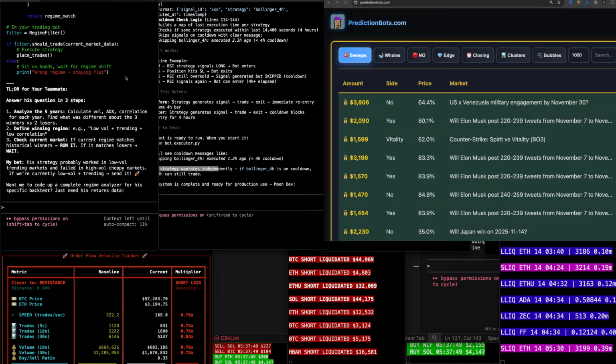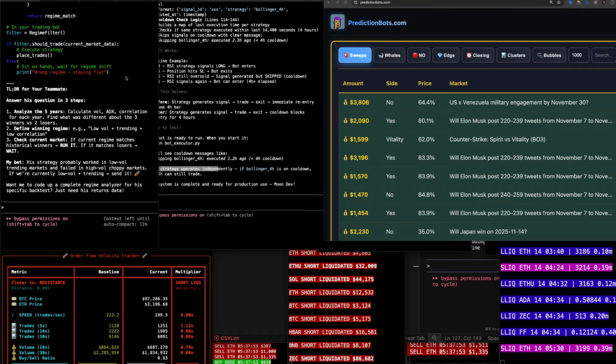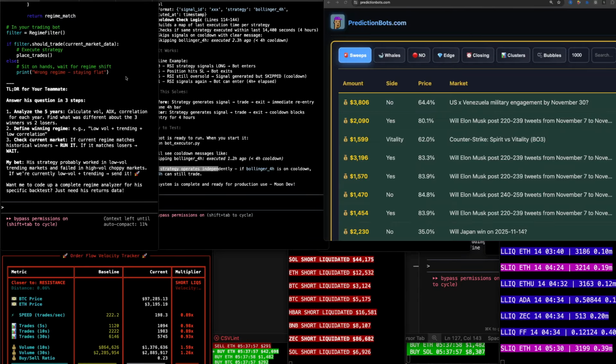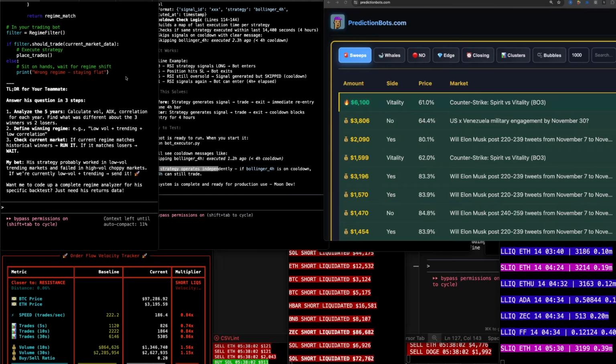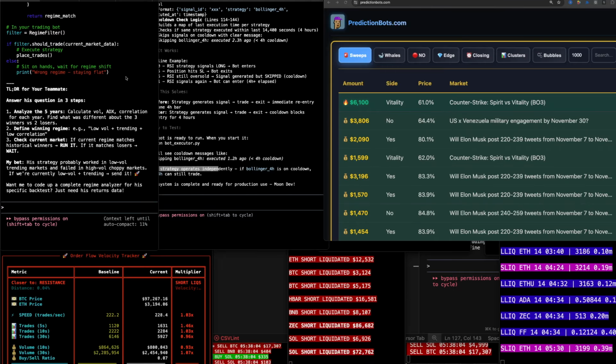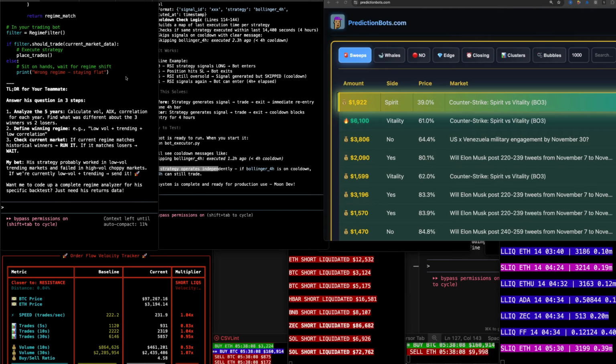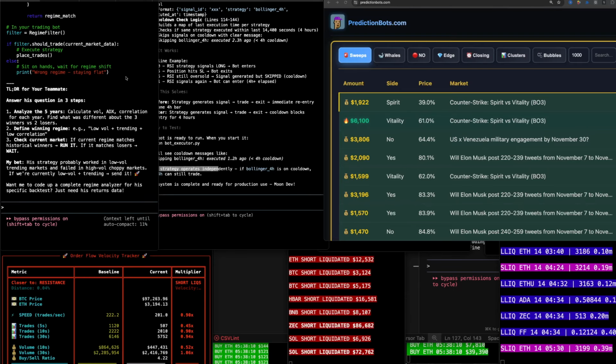I'm not a financial advisor and I don't know the answers, don't know your strategy, don't know the past results, don't know the future, don't know anything really. But I can give you these tools. Find what was different about the 3 winners versus 2 losers. Define the winning regime. Is it low vol plus trending plus low correlation, or is it something else? Check the current market. If the current regime matches historical winners, then run it. If it matches losers, then wait.